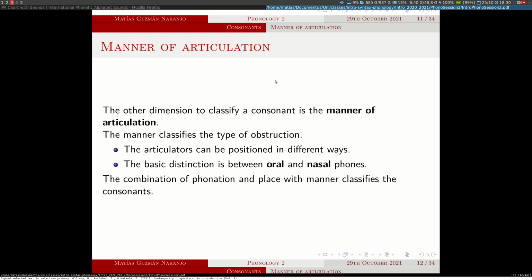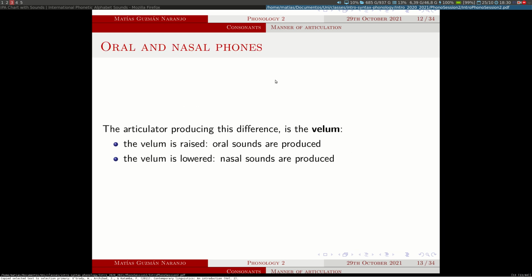Yeah, this is what I just mentioned. And then there's the manner of articulation. There are, as I said before, two main manners of articulation, one being oral and one being nasal. And the difference is in the velum. So with the velum raised, the sound is completely oral because all the air goes through your mouth. While if the velum is lowered, then it becomes a nasal because some of the air goes through your nasal cavity.